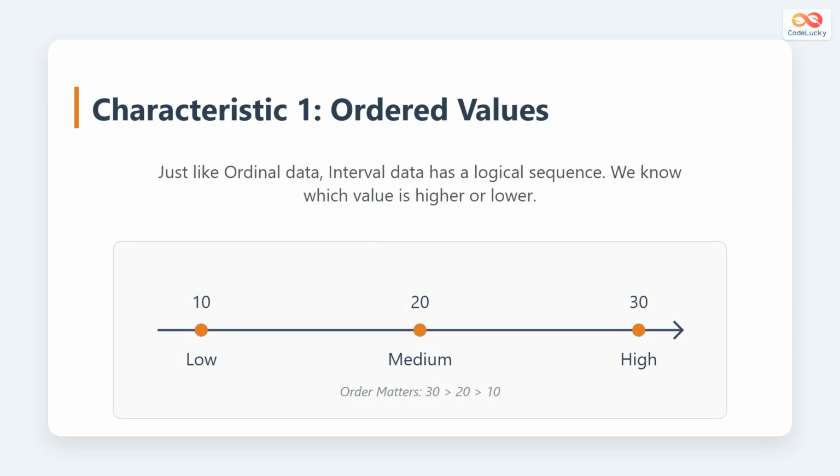Let's break these characteristics down. First, interval data is ordered. Just like ordinal data, there is a logical sequence. We can clearly say that 30 is greater than 20 and 20 is greater than 10. The values have a rank.